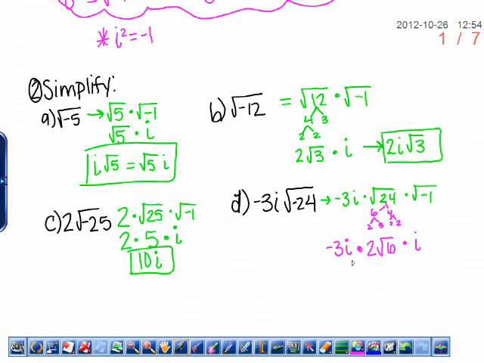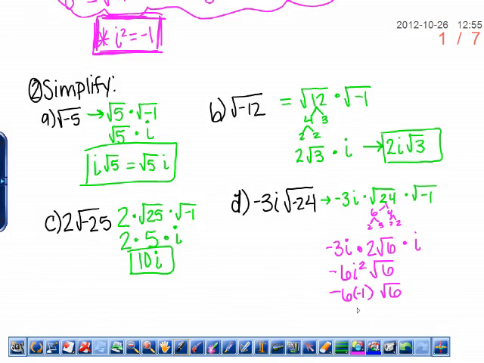Negative 3 times 2, negative 6. i times i, I'm going to write down as i squared. And then I still have my root 6 in the radical. Nope, we're not done yet. i squared is equal to negative 1. Okay, this is an important property as well that you got to know. i squared equals negative 1. So this is negative 6 times negative 1 times the square root of 6, which gives us 6 root 6. i times i is i squared.